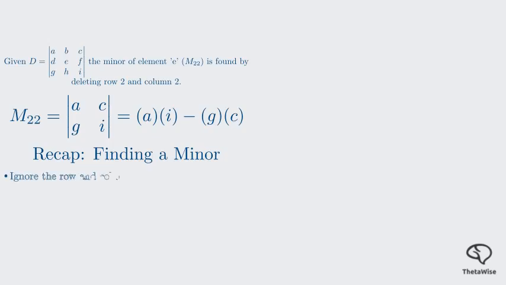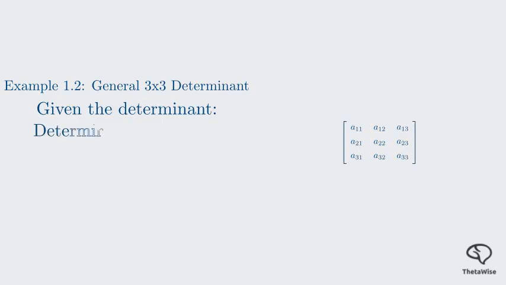So, to recap, finding a minor involves 2 steps. First, ignoring the row and column of the element, and second, calculating the value of the resulting 2x2 determinant. Let's apply this concept to a general 3x3 determinant in our first example. Given this 3x3 determinant with elements a 1,1 through a 3,3, we need to find 2 specific minors. First, we'll find the minor of a 1,1, and then the minor of a 2,2.